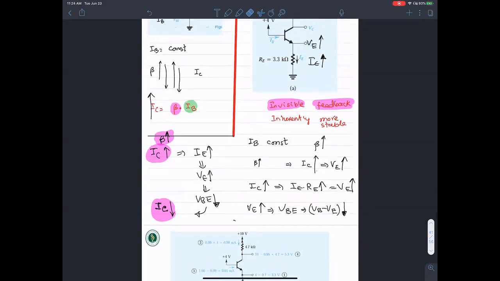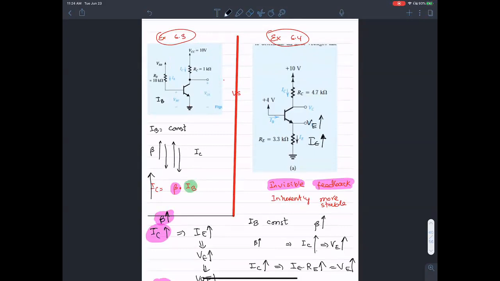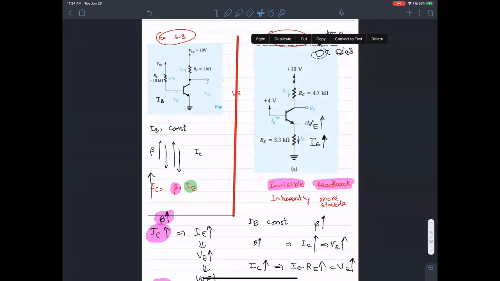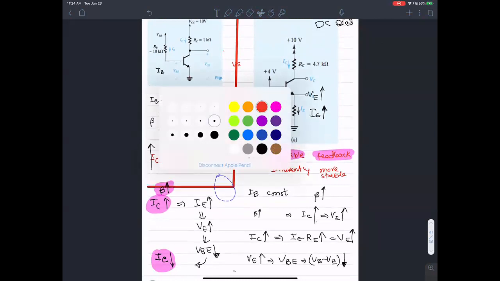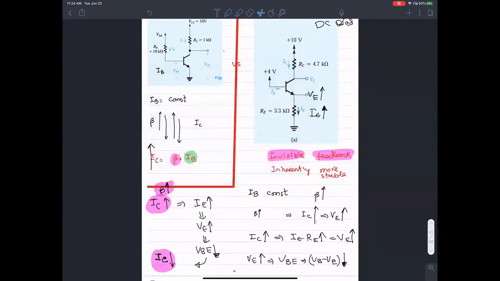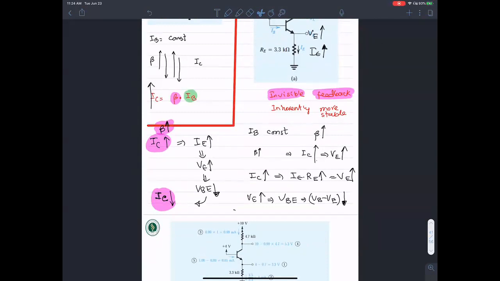And as a result, the one on the right is a better DC bias solution. Does that make sense? Questions, please. The DC bias solution on the right has a built-in stabilization mechanism because of which any large changes in beta do not necessarily reflect into changes in IC.